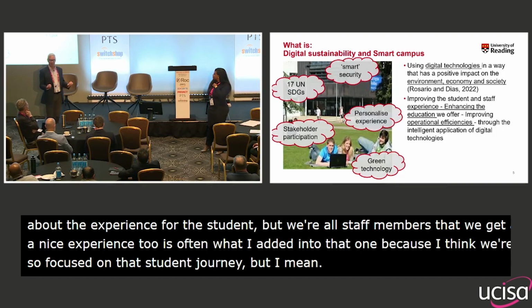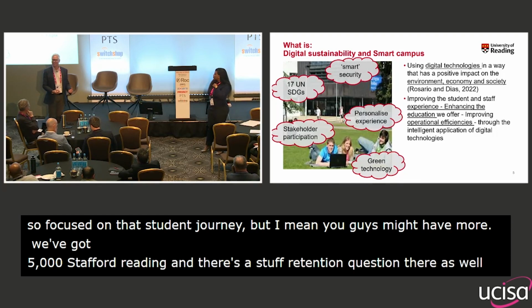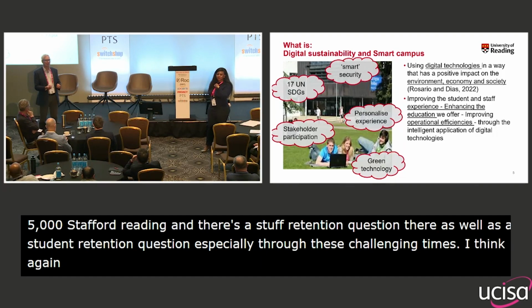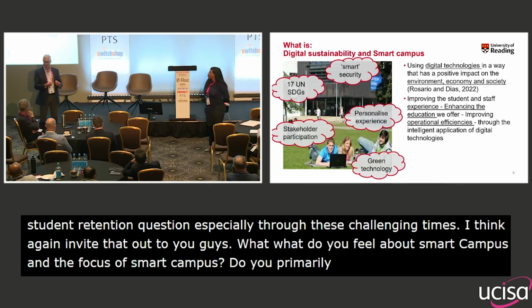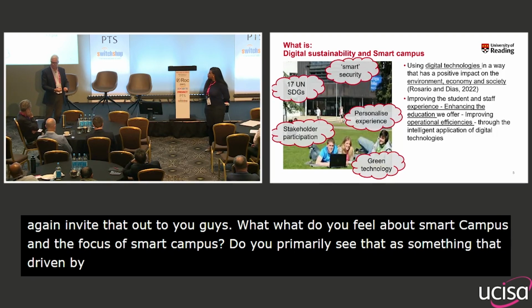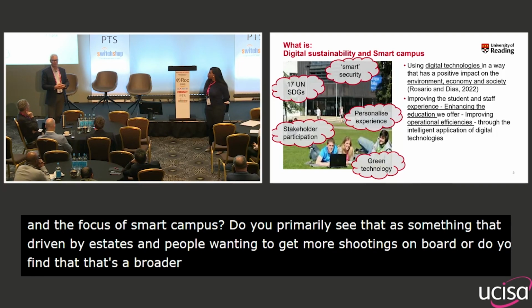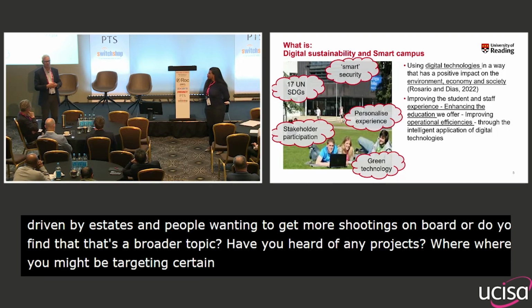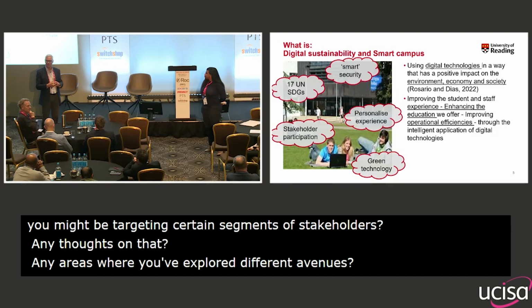you guys might have more. We've got 4,500 staff at Reading, and there's a staff retention question there as well as a student retention question, especially through these challenging times. So I think, again, I invite that out to you guys. What do you feel about Smart Campus and the focus of Smart Campus? Do you primarily see that as something that's driven by estates and people wanting to get more students on board, or do you find that that's a broader topic? Have you heard of any projects where you might be targeting certain segments of stakeholders? Any thoughts on that? Any areas where you've explored different avenues to try and bring people on board?